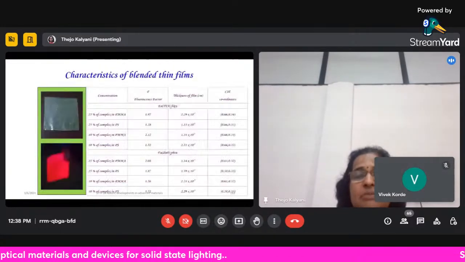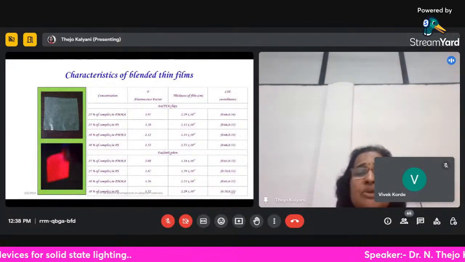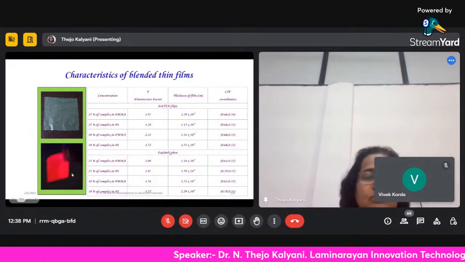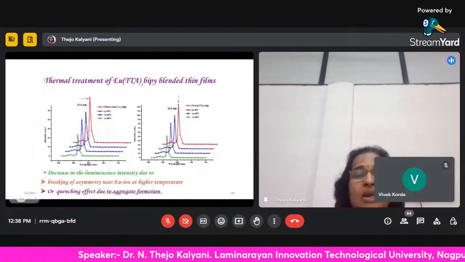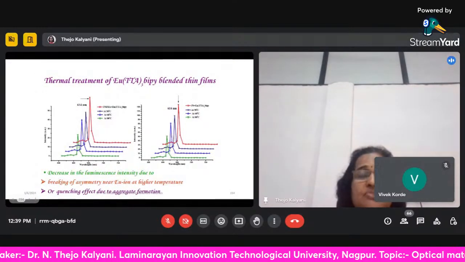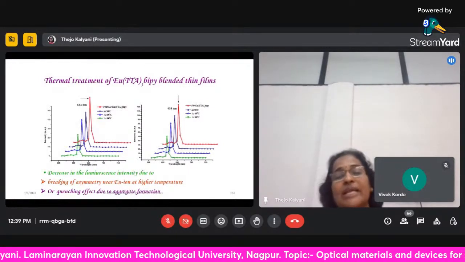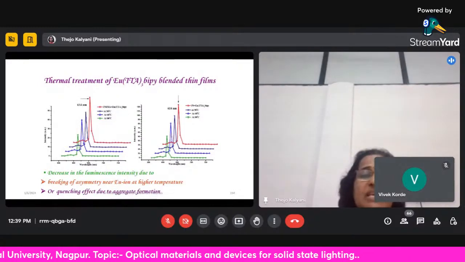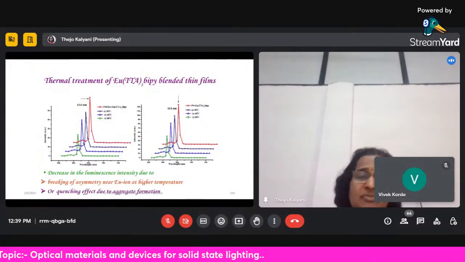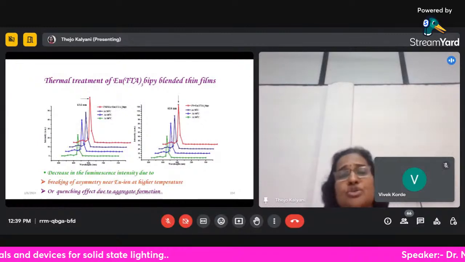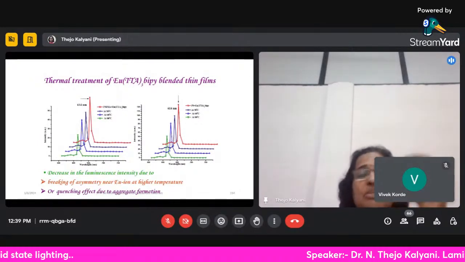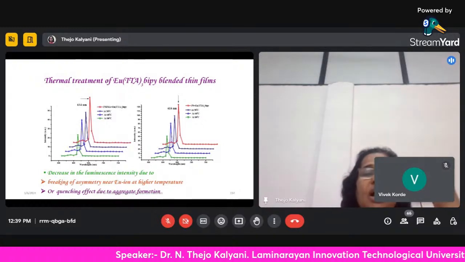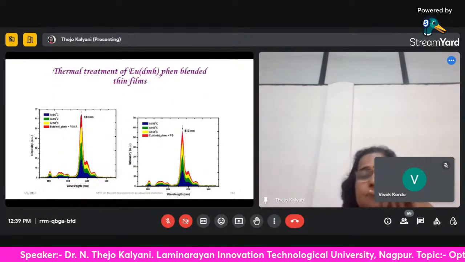However, the intensity changes are being observed. So this is the summary of the blended films which we have done. So this is how it looks under UV light. And after thermal treatment, we have just seen how the intensity of this material is going to change whenever it is exposed to temperature. And we have seen that with the increase in temperature, the intensity has decreased. So the optimum temperature which we can use, because the polymer has been added, is around 40 to 50 degrees centigrade.